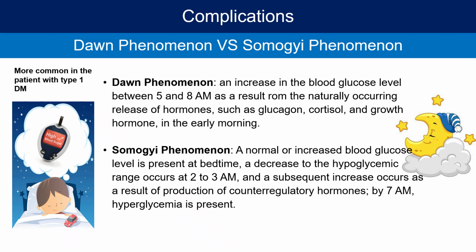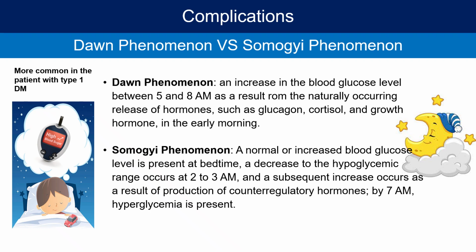So the reason why we should be aware of this is because sometimes we need to keep that in mind, and their insulin dosing may need to be adjusted to cover that Dawn phenomenon. Second one is the Somogyi phenomenon. So this is where the patient goes to sleep. They may have a normal blood sugar or maybe a little bit increased, and then somewhere around 2 to 3 in the morning they have a hypoglycemic event, and it wakes them up and they have really low blood sugar.